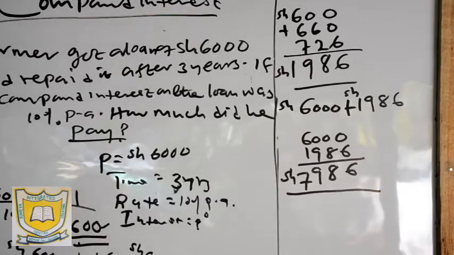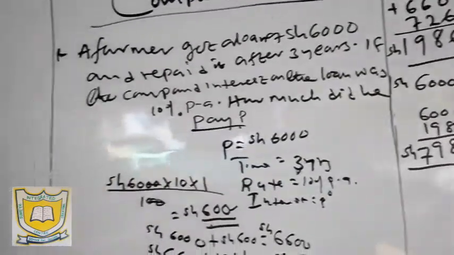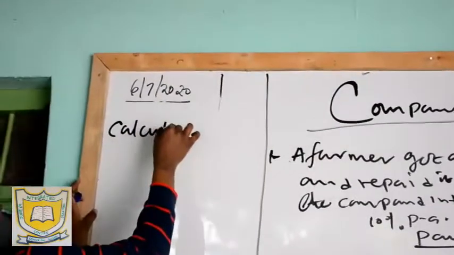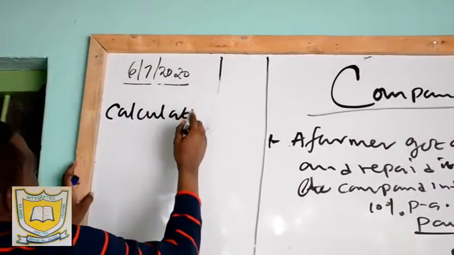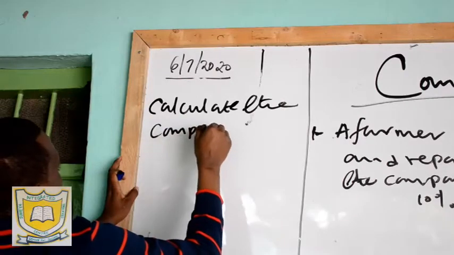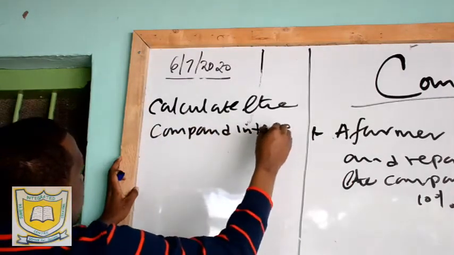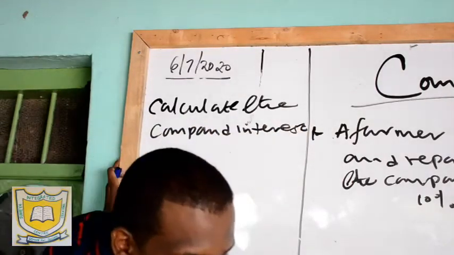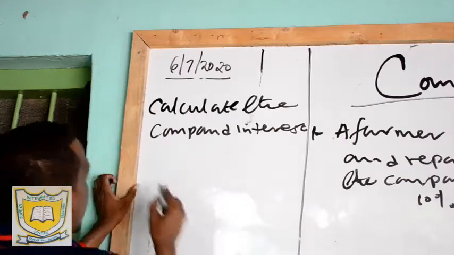Let us move to another question. You are told, calculate the compound interest of shillings 8,000. Calculate the compound interest.